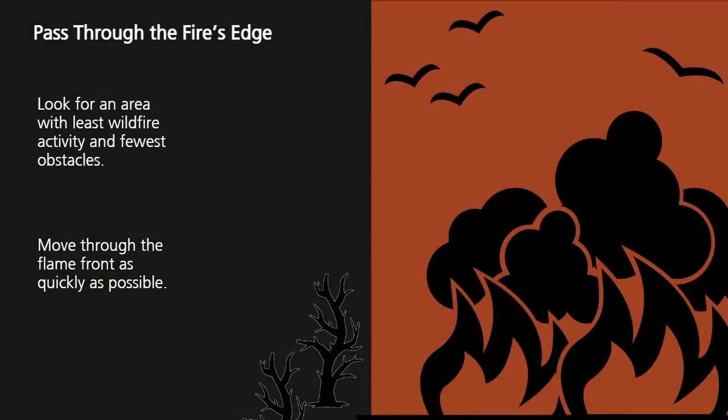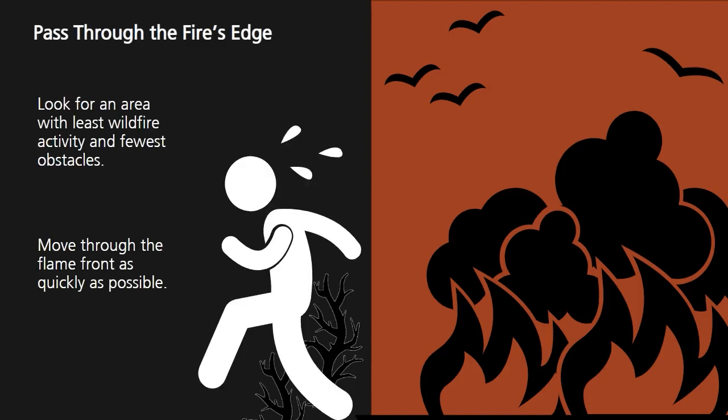One other option is to pass through the fire's edge. In some cases, stepping into the black or previously burned area may be the best place to find safe refuge, though it may be uncomfortable to reach due to the heat and smoke. Look for the area of the fire with the least activity and the fewest obstacles like deadfall to trip over. Then move through the flame front as quickly as possible. Upon reaching the burned area, watch out for fire-weakened trees and hot ash pits.